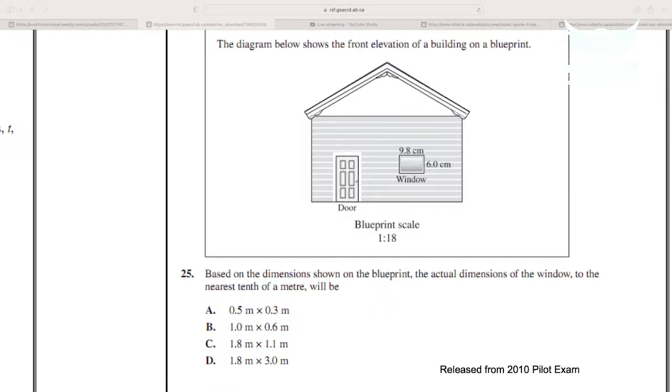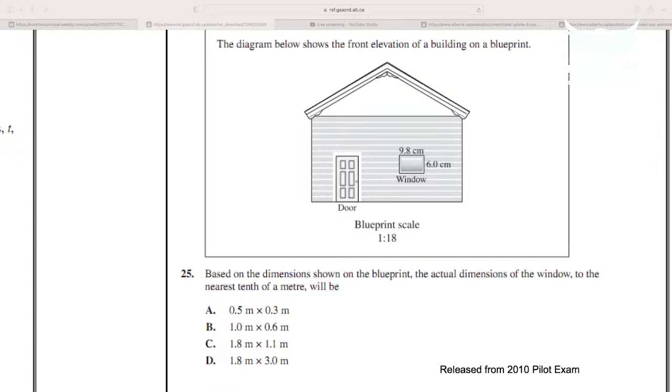Okay, so here we're given a blueprint. And the next question, we're given a blueprint of a house, right? And based on this blueprint and scale, we have 1 to 18. Scale is 1 to 18. We need to determine the actual size dimensions of the window to the nearest tenth of a meter.